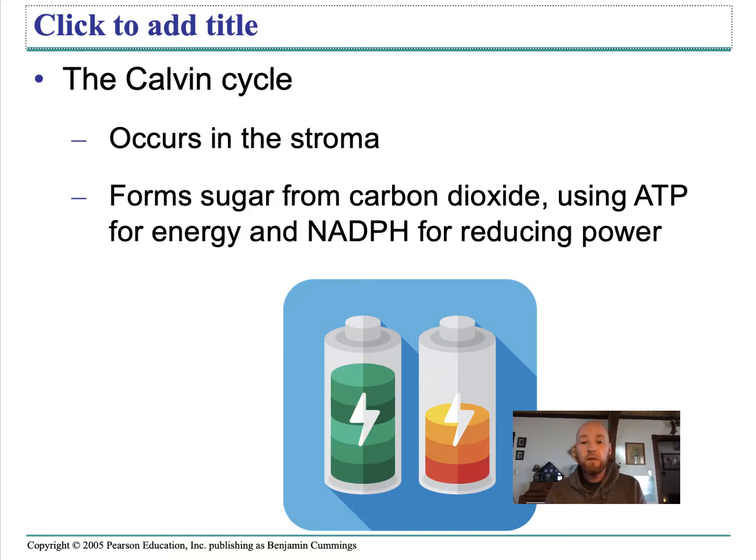The Calvin cycle occurs in the stroma, the thick fluid outside of the grana, or the thylakoid membrane. And here we're going to take that energy that we just stored in ATP and NADPH, and we're going to be able to donate those electrons and that energy to carbon to form simple sugars.